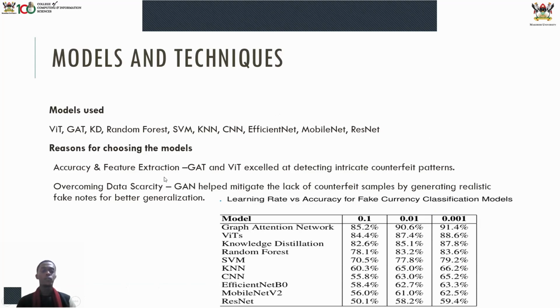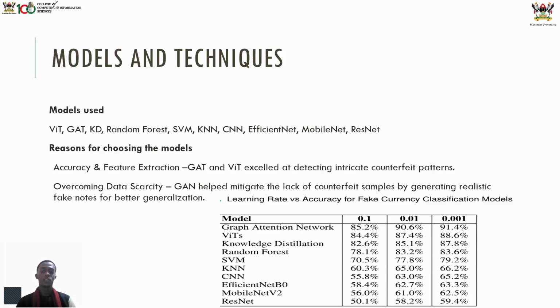And then the reasons for choosing the models: this was just because of the accuracy, we just chose the GAT and also feature extraction. Also, the V8 was excelling at detecting some of these intricate counterfeit patterns. Then we also applied GANs just because we are facing an issue of scarcity of fake currency notes. So the GAN helped us mitigate such.